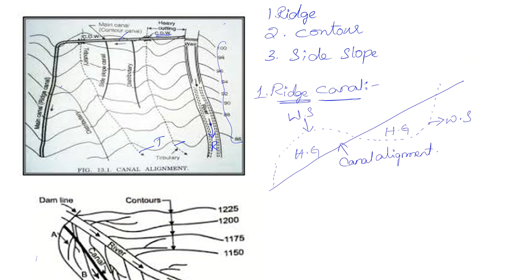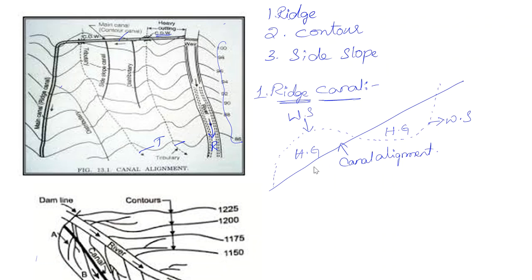Now here we'll be discussing the ridge canal. As you can see, I've drawn an image with a dotted line and a straight line. This dotted line and straight line have some points, which I've written as HG, which means higher ground. HG represents higher ground, and WS represents watersheds, and this straight line joining from this slope to this slope is called your canal alignment. This is about the ridge canal.